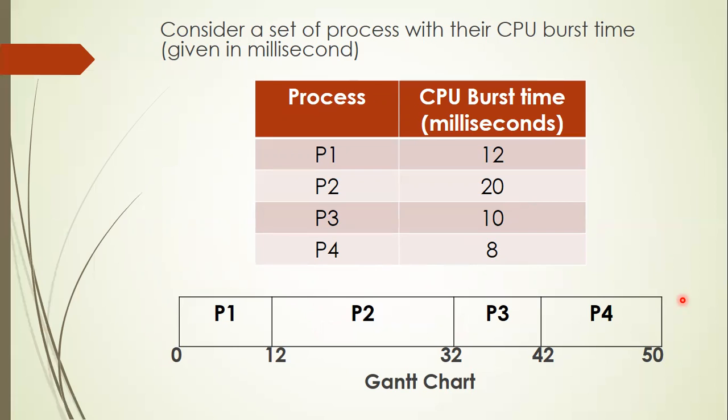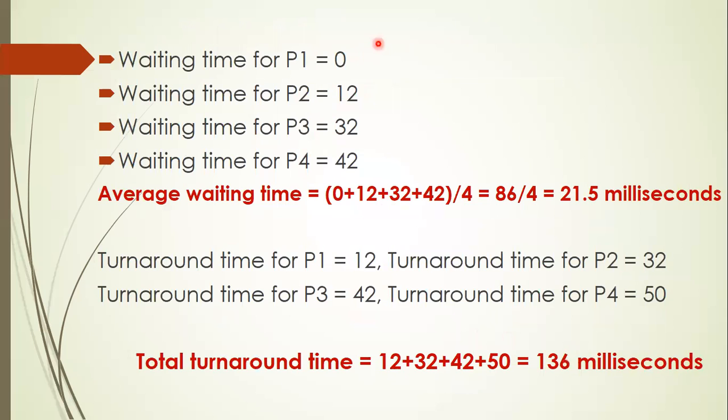So for P1, the waiting time is 0. For P2, it is 12. You have to see this column. For P3, it is 32, and for P4, it is 42. The waiting times are: P1 0, P2 12, P3 32, and P4 42.